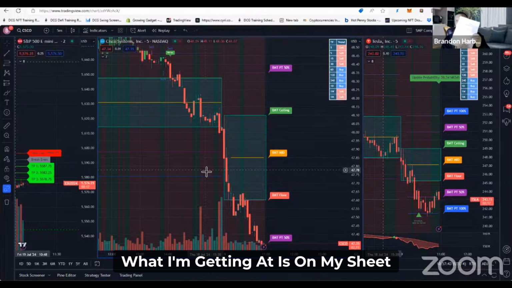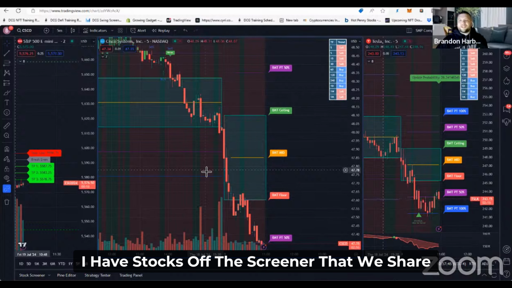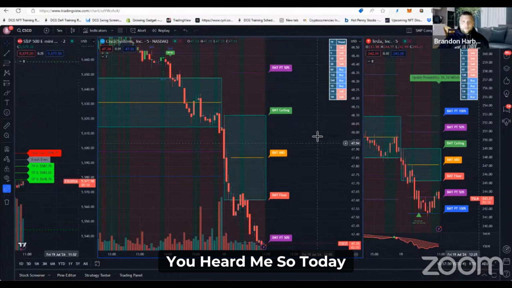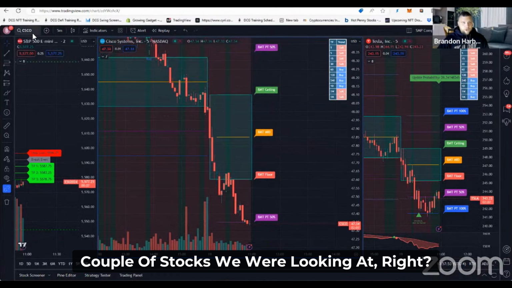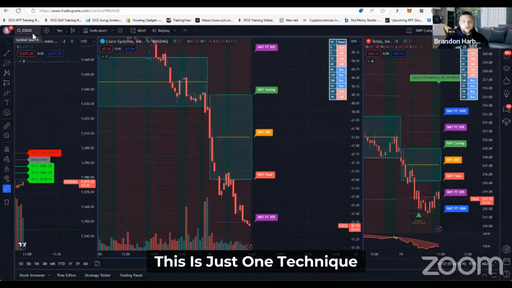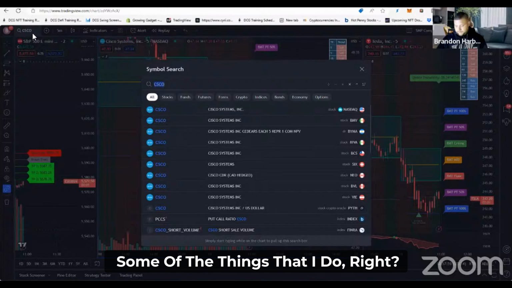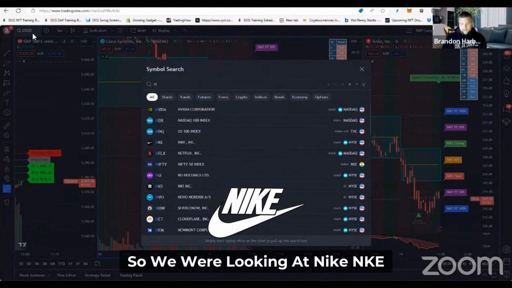What I'm getting at is on my sheet, I have stocks off the screener that we share before the market opens up that we watch, right? So today, a couple of the stocks that we were looking at. This is just one technique. We're going to go through a couple just to show you why I do some of the things that I do, right? So we were looking at Nike, NKE.